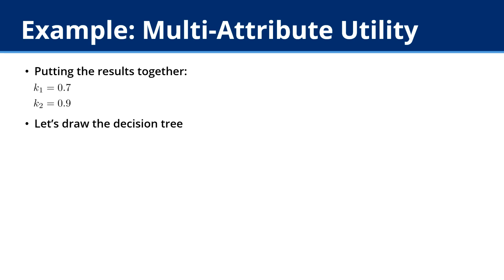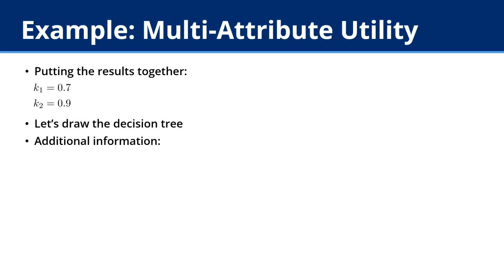Let's summarize and put the results together. Based on the set of lotteries that we've offered the decision maker, we've deduced that the K1 value equals 0.7. This is the weight for attribute 1, the weight of the bike, and the weight for attribute 2, K2, is equal to 0.9, which is the weight on the durability, or in this case, the lifetime of the bicycle. So we're ready now to draw the decision tree here.